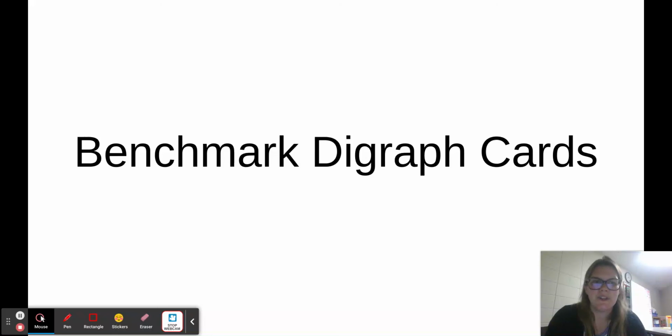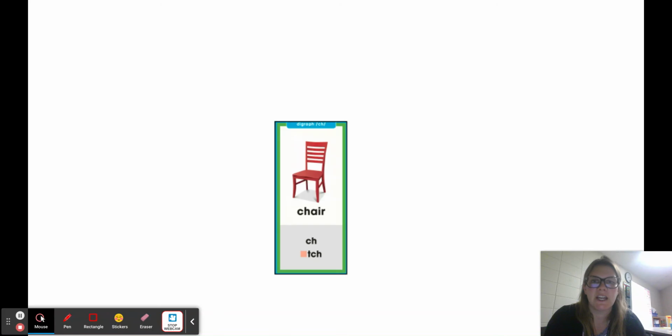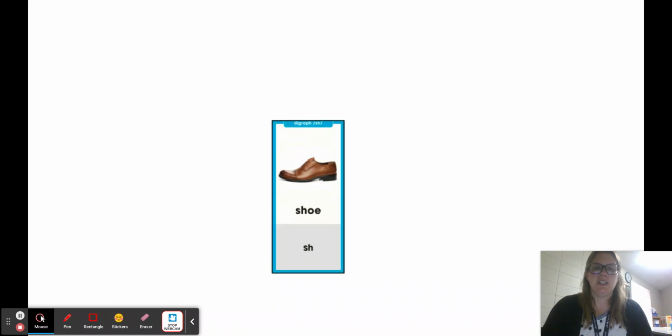Hello, my friends. Today we're going to learn what the sounds and actions are for our digraphs. So here we have CH, and CH makes ch. So remember, CH makes ch like a chugging train. So we move our arms just like this. Ch, ch, ch, ch, ch.